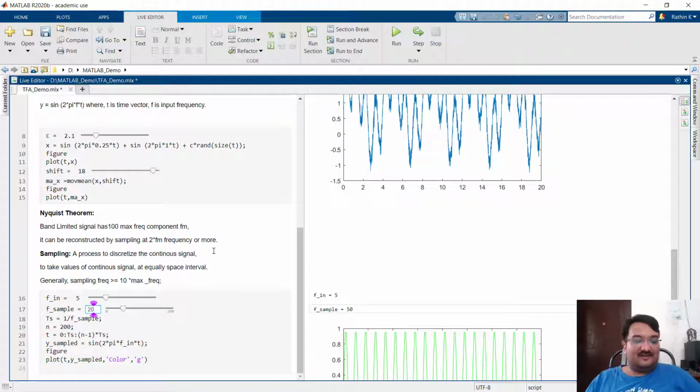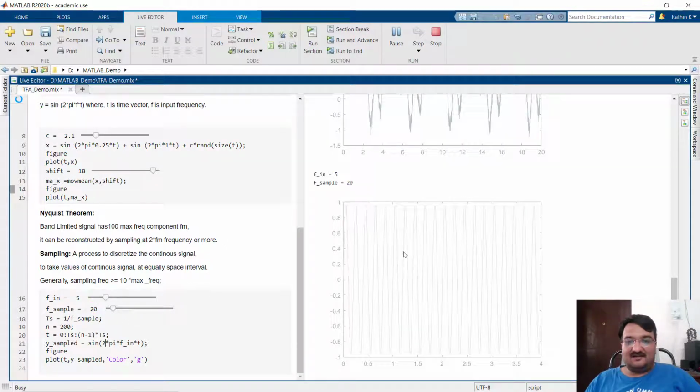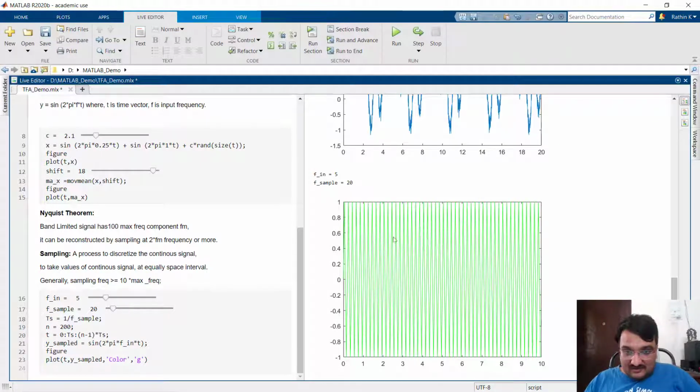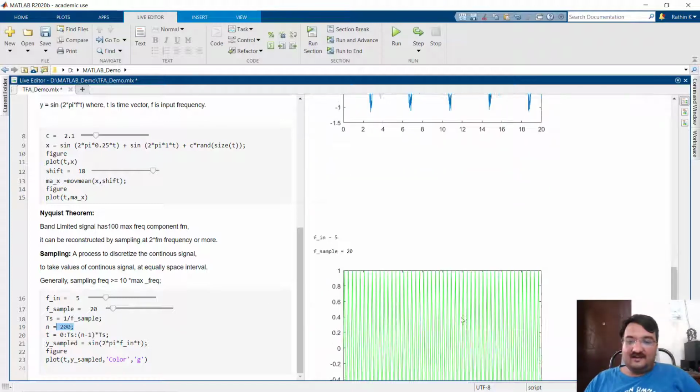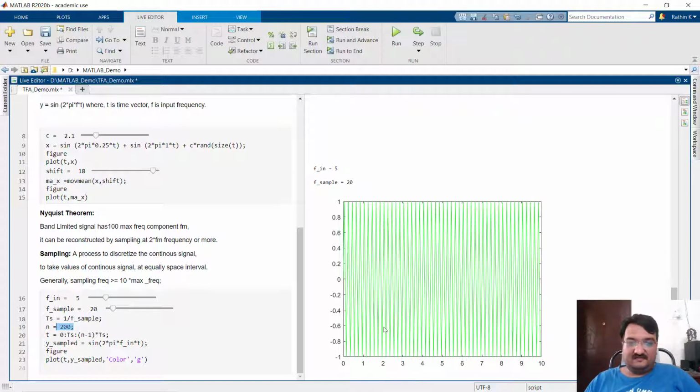Let's just make it 20, to keep reducing the sampling rate even further. One more thing to notice here is that when your sampling rate is 20 and your number of samples is 200, you are getting 10 seconds here, as you can see. Additionally, your input frequency is 5. The input frequency is maintained: in 1 second it repeats 5 times, but you are getting almost a spike kind of waveform.